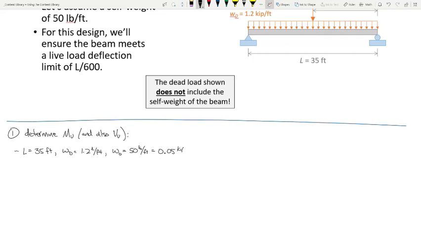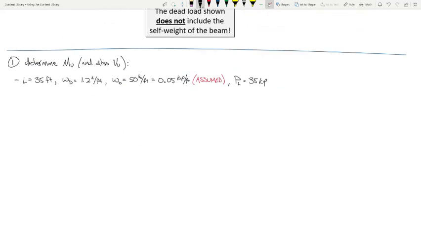or 0.05 kips per foot. And I'm going to put a big "assumed" on that, because that is an assumed self-weight, and I know that the live load is 35 kips. Let's handle that one step at a time. Let's start off with the dead load.